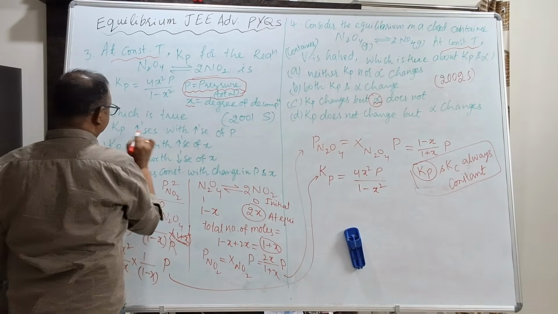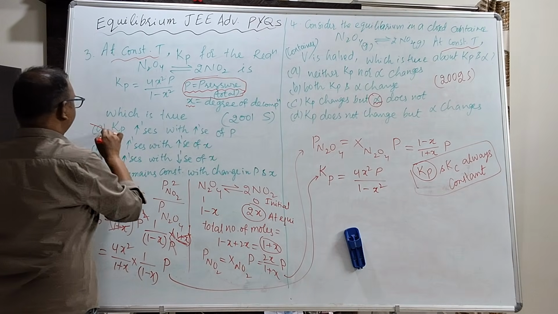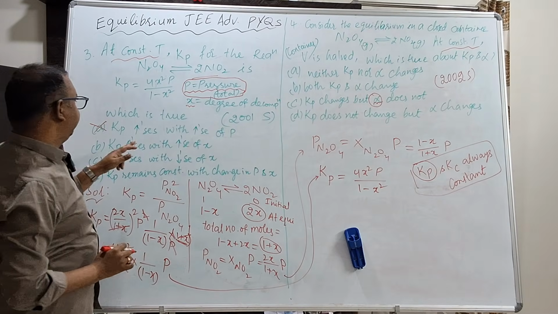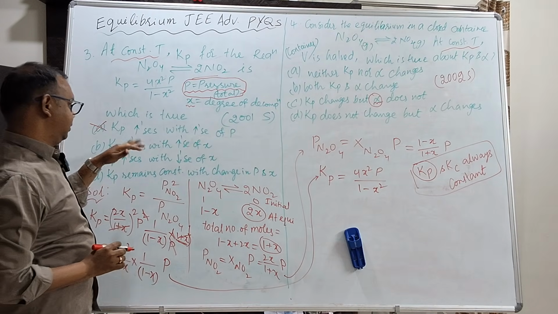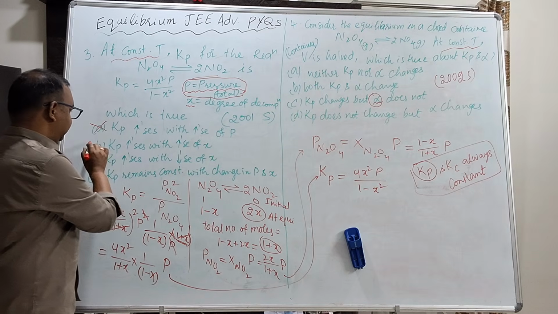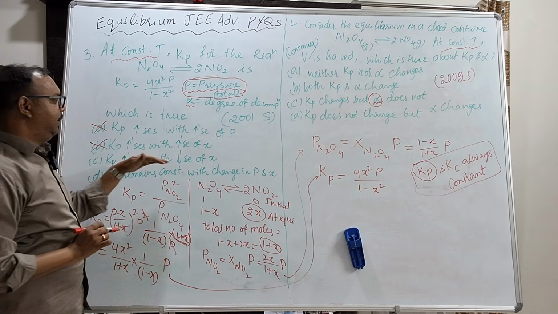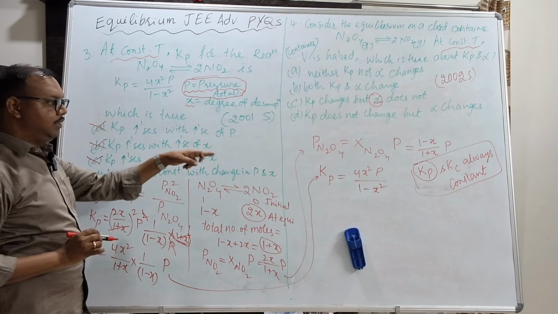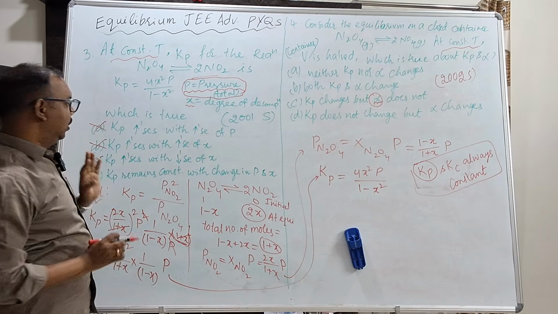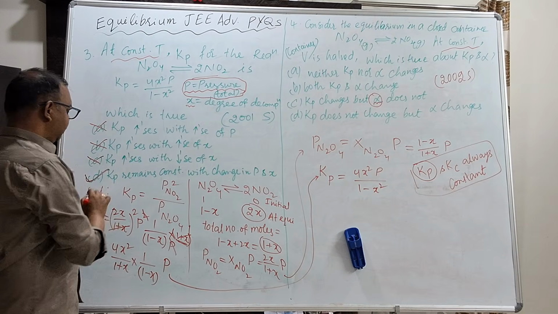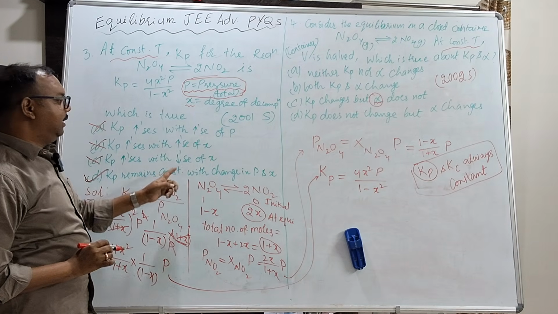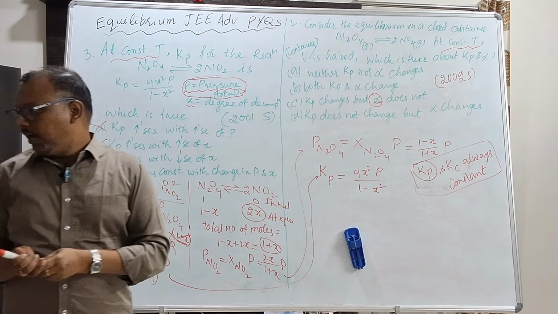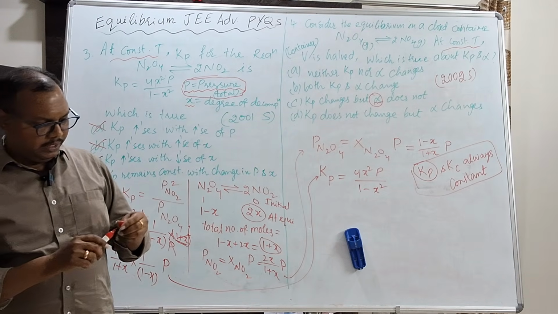Kp increases with increase of pressure, they have given. It's wrong, not correct. The second option is Kp increases with increase of x. Kp never changes, therefore it is also wrong. Kp increases with decrease of x is also wrong. Kp remains constant with change in P and x. The correct option is D. And how does Kp remain constant with change in P and x? Let us go through that. I'll give you one more equation.